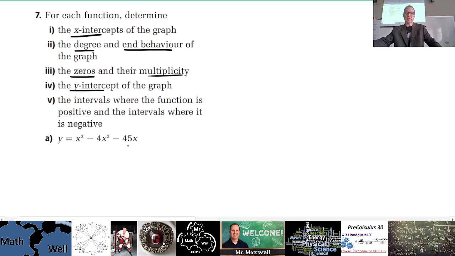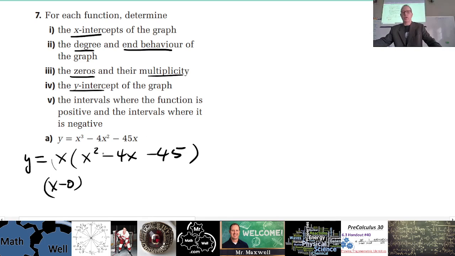Okay, so to factor this, notice that there's an x as a common factor in all of the terms. So the first thing you're going to want to do is take the x out, and you're left with x squared minus 4x minus 45. You see that? So really, this x by itself is the same as an x minus 0 as a factor. So you don't have to write that. You just understand that we're going to have x equals 0 as an x-intercept. And then can we factor this just by sight without using synthetic division or anything like that? Maybe. What are the factors of 45? 5 and 9 come to mind, and that difference of negative 4 looks like it could be possible.